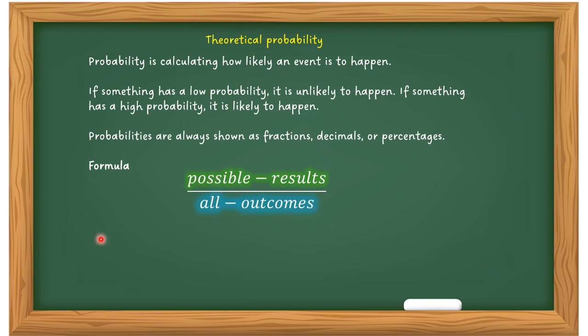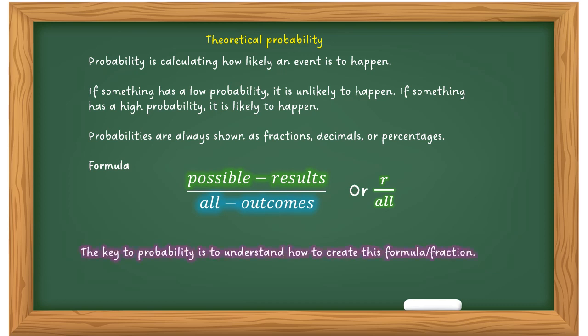Now, when you're dealing with probability, in every scenario your starting point is creating this fraction, and I'll show you how to do that later on. Or R over everything. So R over everything, and R stands for the results you want over all. Now the key to probability is to understand how to create that fraction formula.